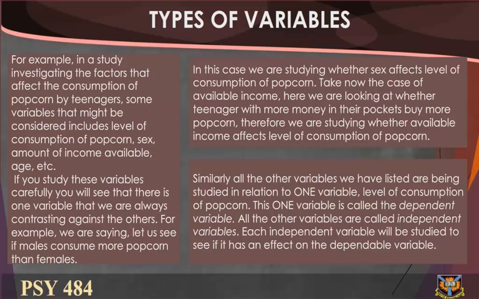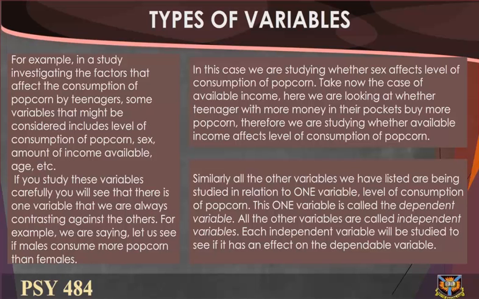For example, in a study investigating the factors that affect the consumption of popcorn by teenagers, some variables that might be considered include level of consumption of popcorn, sex, amount of income available, age, etc. If you study these variables carefully, you will see that there is one variable that will always contrast against the others. For example, we are saying, let us see if males consume more popcorn than females. In this case, we are studying whether sex affects level of consumption of popcorn.